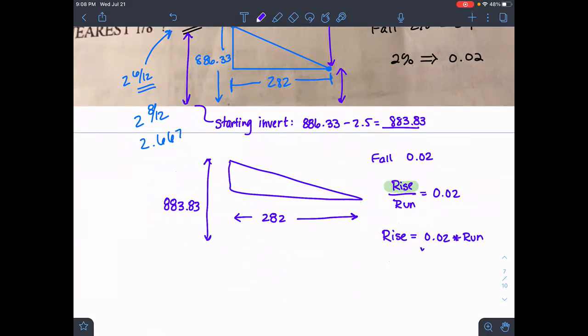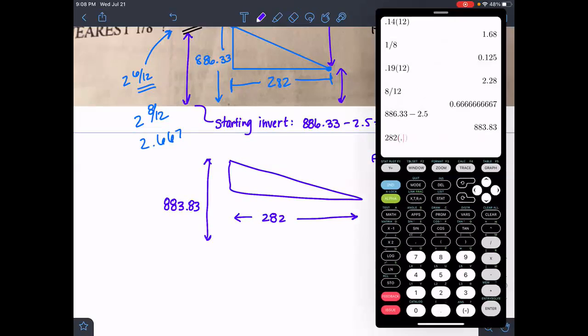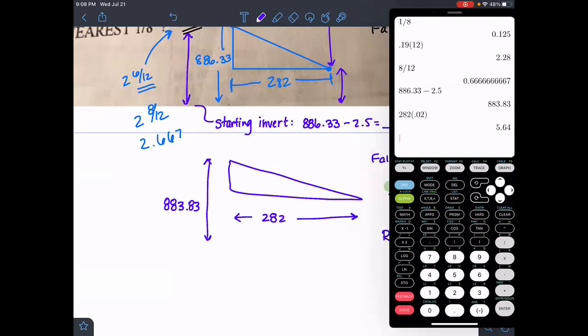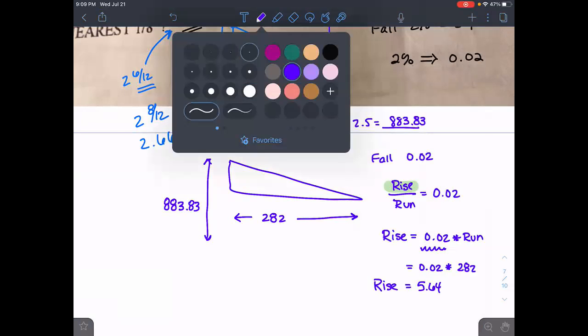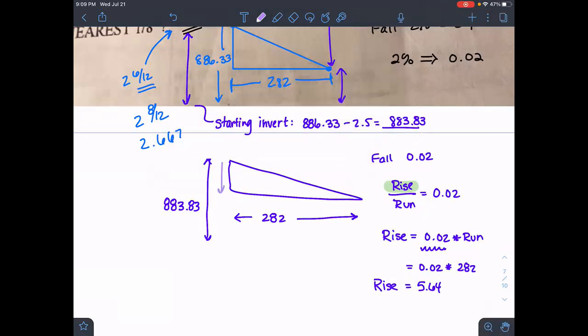So then you can say that your slope times your run, which was 282, gets you a value of 5.64. And again, that's your rise. So that rise value is here. This is your rise, which we now know to be 5.64.